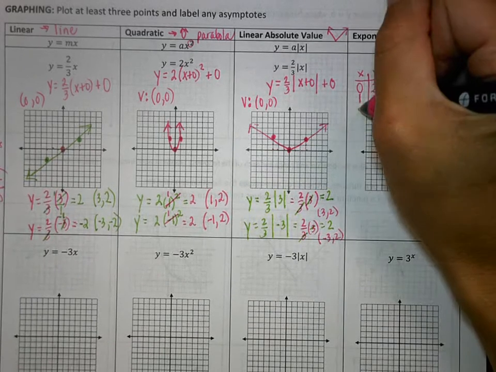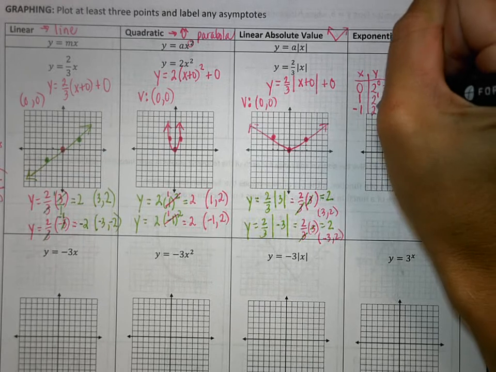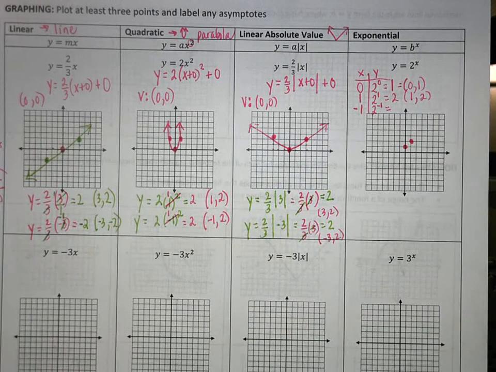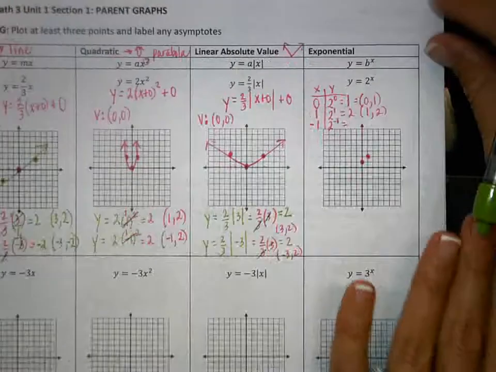I think we should choose a negative at least. So -1. And so 2 to the -1 power. Do you guys remember what happens when you have a negative exponent? How do you make that exponent positive?